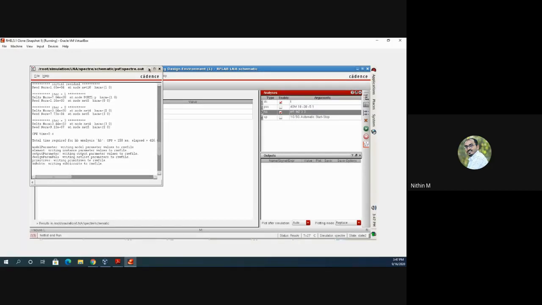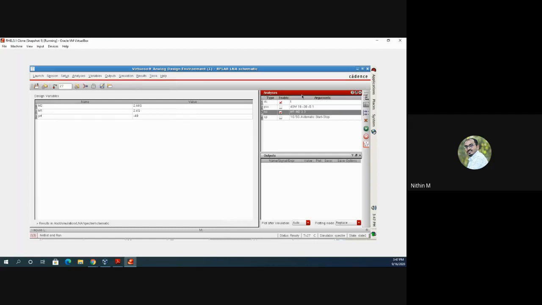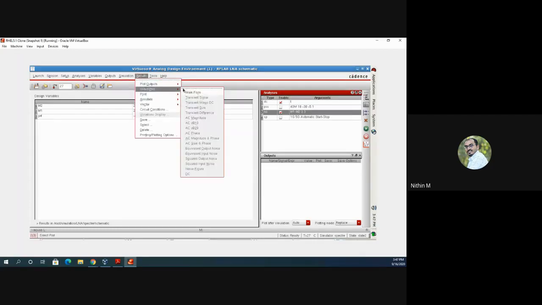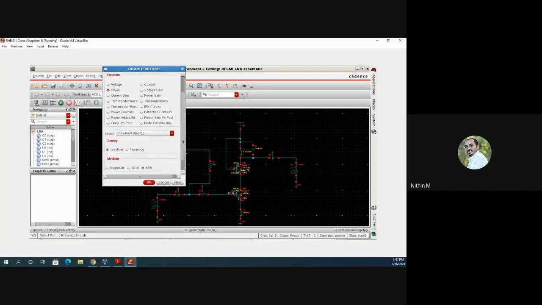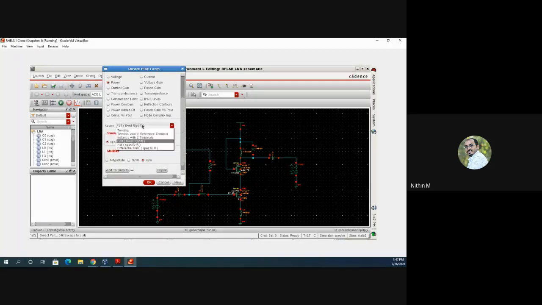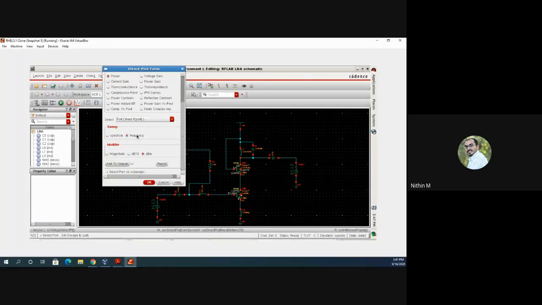Yeah, all right. There are no errors. So I'll go to results, direct plot, main form. And here you have this HB analysis. I'll keep this in replace mode and I'll go for the function power. What I'm going to show here is the output components. So I look at the power terms in dBm. Now I have to select the output port, which is a fixed resistance port R1. I'm looking at the spectrum.